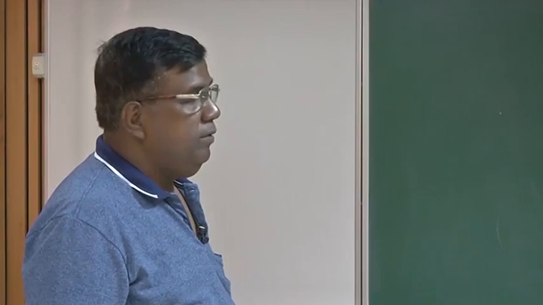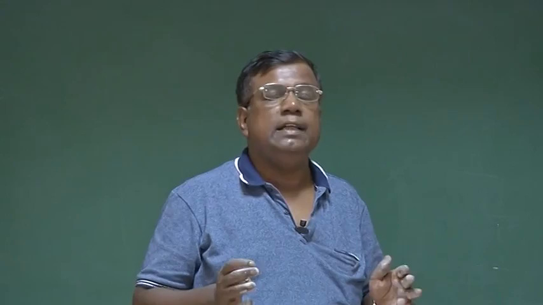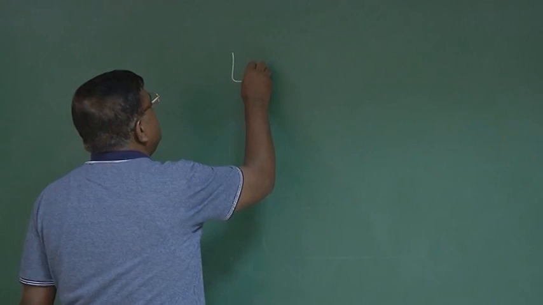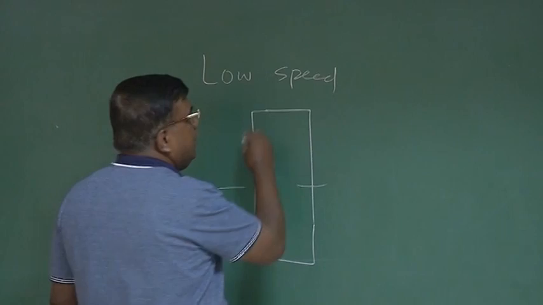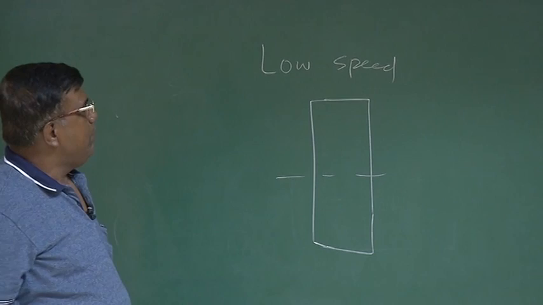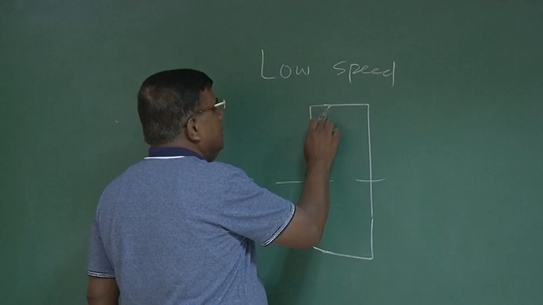The moment you are increasing the speed of the airplane, you will find there's a change in the configuration of the airplane. For example, for a low speed, you'll find mostly it is rectangular. People tried elliptical also, right? But the base is rectangular. You will find for a low speed also some sort of tapering is done like this.